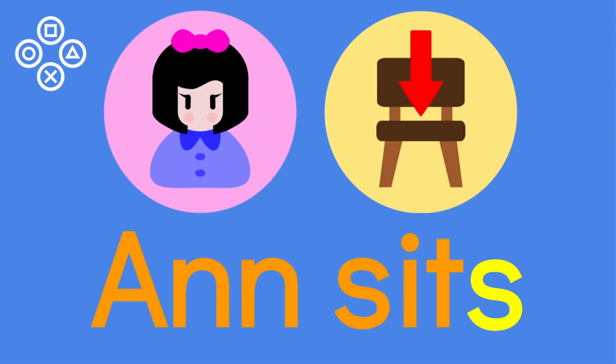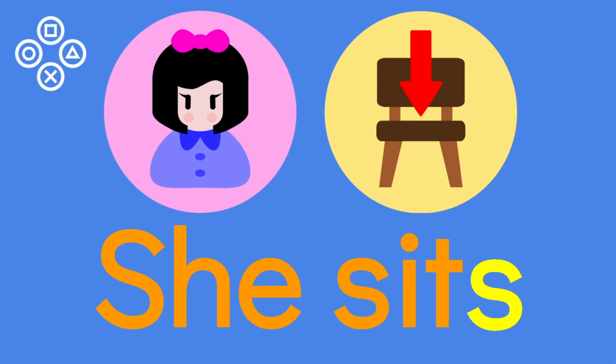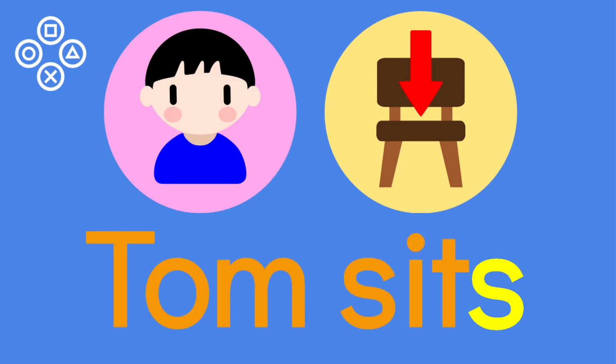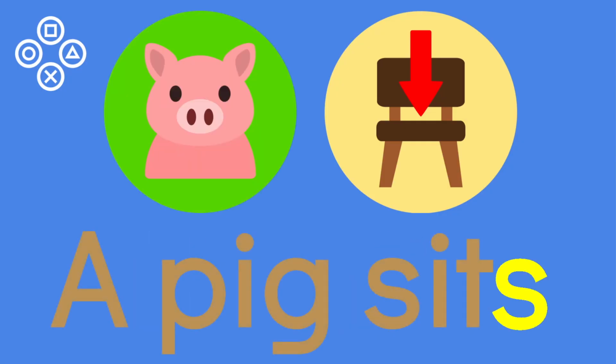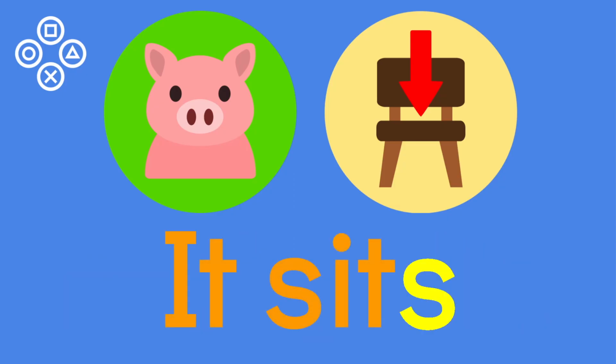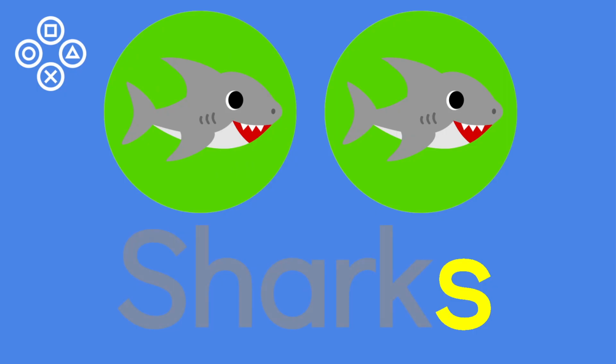And we also use S on the end of the verb in present tense when we have he, she, or it. So as in Anne sits. We can also say she sits. Tom sits. Or he sits. A pig sits. Or it sits.